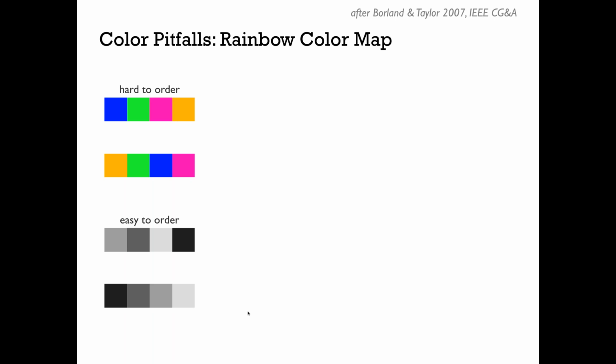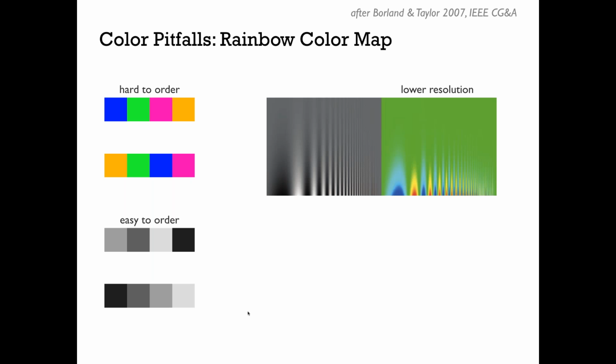Look at a grayscale color map. It's very easy. There are two different ways you can order it: you can say either dark is the smallest value or dark is the highest value, and it's very clear how they're relative to each other.